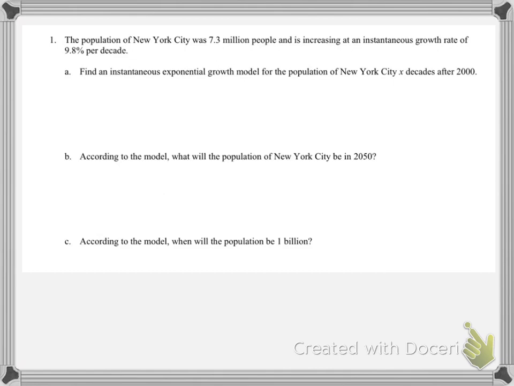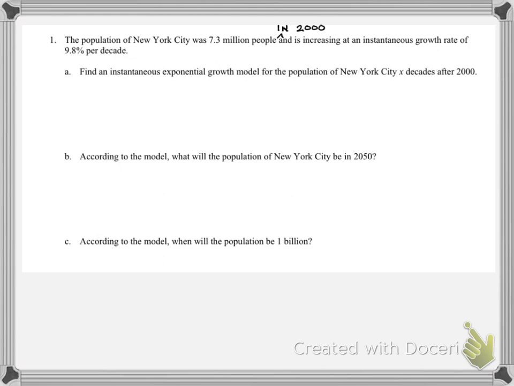So New York City had 7.3 million people. Oh, I didn't say, I left an important word out here. In 2000. I apologize. And is increasing at an instantaneous growth rate of 9.8% per decade. So when we say instantaneous growth rate, we just mean that it's changing instantaneously, not actually changing every decade. Like, a certain number of people don't just get born and plop down in New York City every 10 years.